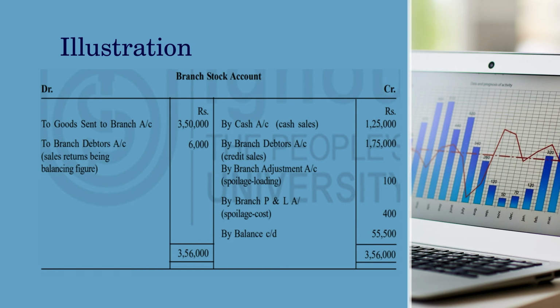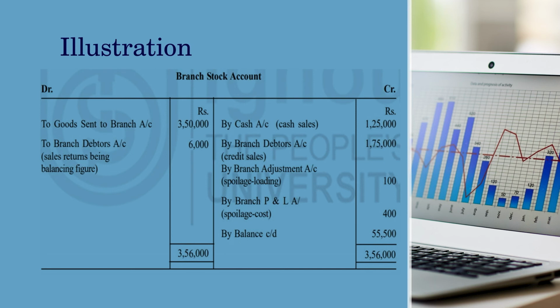Loading amount is 1/5. So 1/5 is very simple. It's 100. So spoilage is 100. By branch spoilage cost, so spoilage cost is 400. So total spoilage is 500. 400 is the cost, 100 is the loading. By balance c/d 55,500. It is also provided in the question. This is the closing stock 55,500 at invoice price.